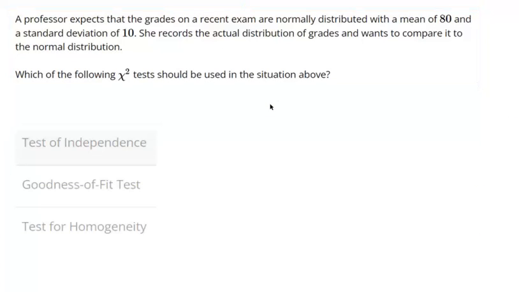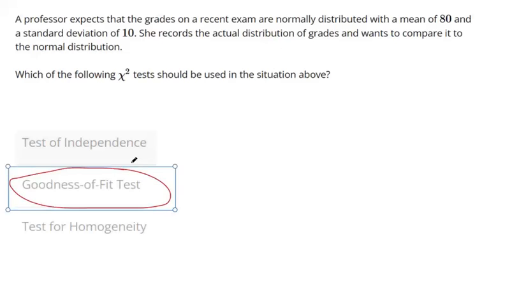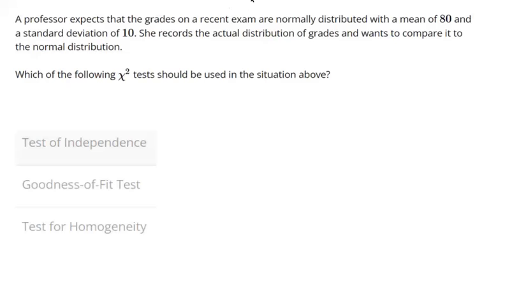A professor expects that the grades of a recent exam are normally distributed. This is also goodness of fit. Without even reading the rest of the problem, you've got a data set of exam scores. You're comparing it to a predetermined distribution, the normal distribution. If you don't know what distribution they are, like the men and women from that first example, then that would be a test for homogeneity.